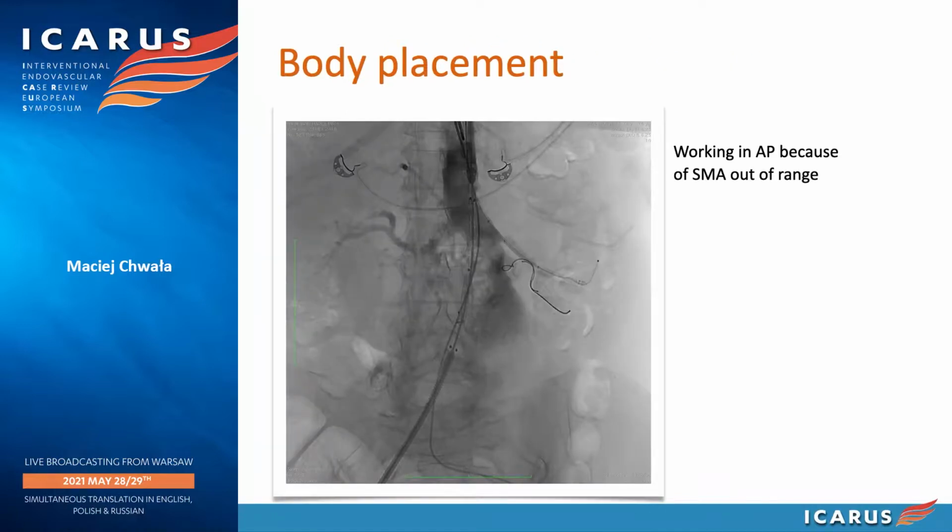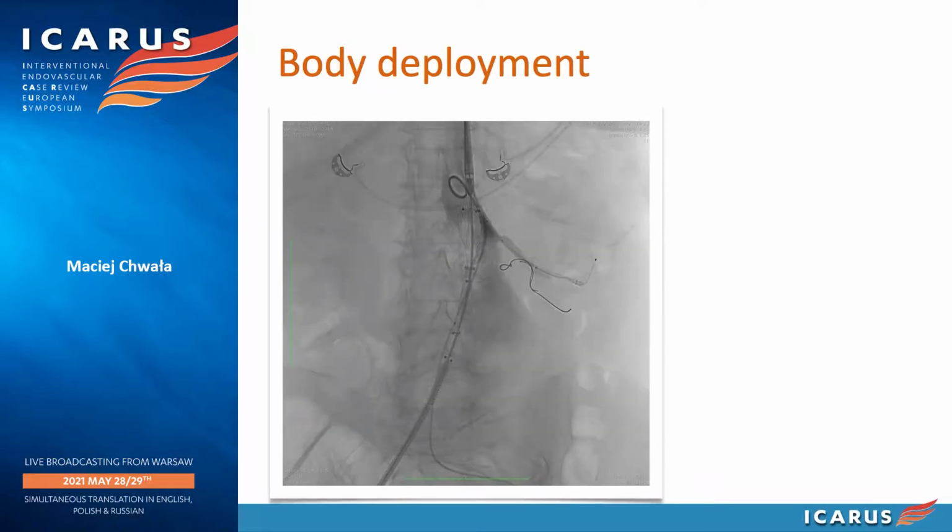We are working in the horizontal plane because we are locating the graft below the right renal artery. We do not consider the problem of the SMA this time. So we start deployment of the graft.